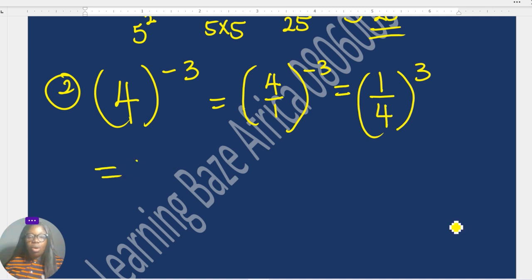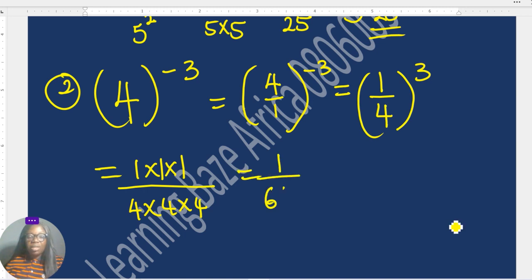So that will be equal to 1 times 1 times 1, that's 1 in 3 places multiplied by itself, over 4 times 4 times 4. So that will be equal to 1/64. 4 times 4 is 16. 16 times 4 is 64.